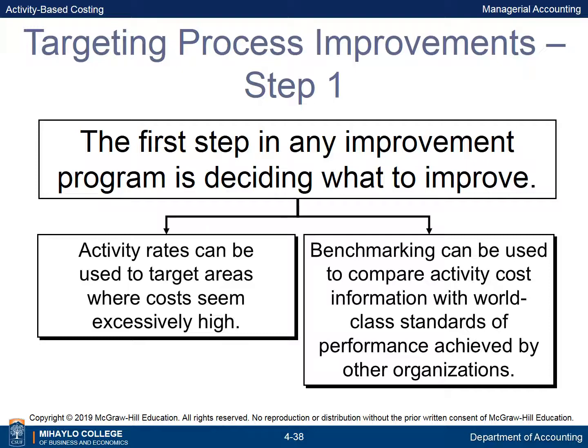The first step in any improvement program is to decide what to improve. The theory of constraints approach discussed in the prologue is one tool for targeting the highest impact improvement opportunities. Activity-based management provides another approach. Activity rates can be used to target areas where costs seem excessively high. Benchmarking can also be used to compare activity cost information with world-class standards of performance achieved by other organizations.